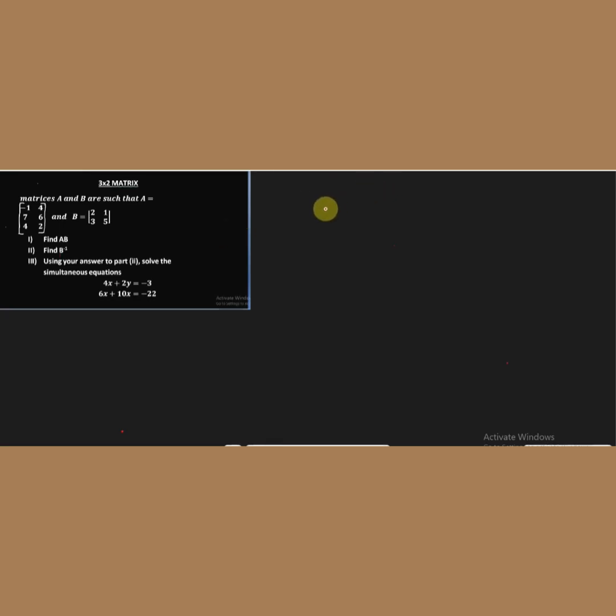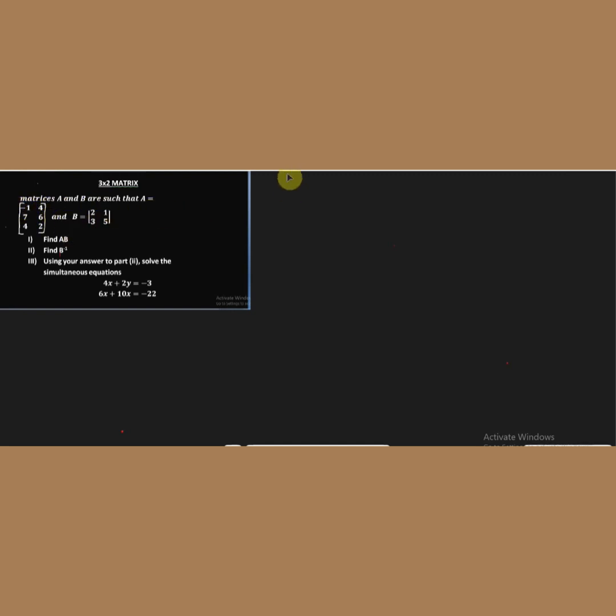Today I'm going to be talking about 3 by 2 matrix, how to multiply 3 by 2 matrix, how to find inverse of 2 by 2 matrix. Of course, I've talked about it before, and how to use matrix to solve simultaneous equations. This is actually a 3 by 2 matrix because the column has 3 numbers while the row has 2 numbers, and this is a 2 by 2 matrix.